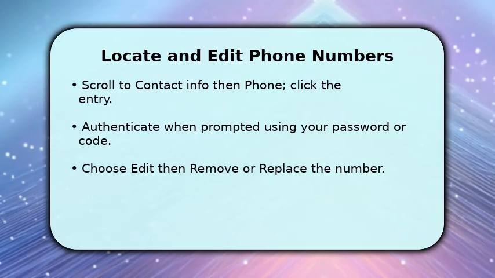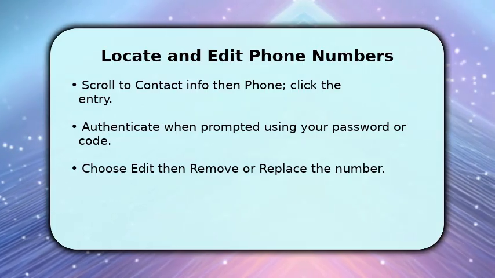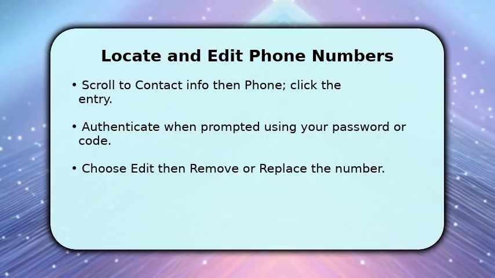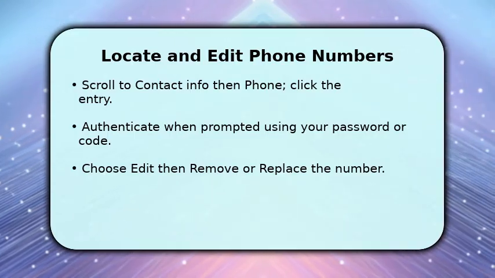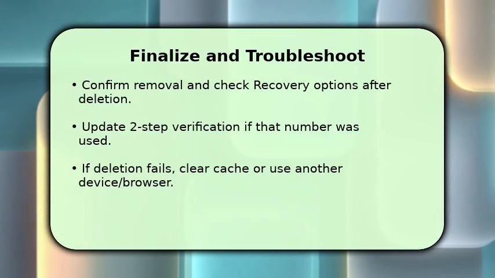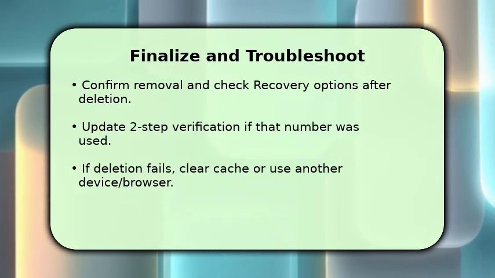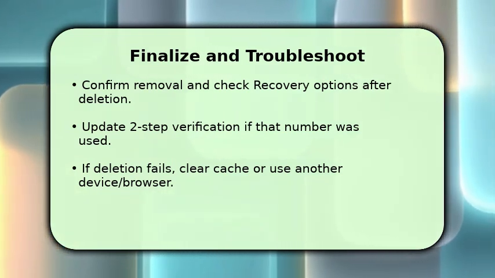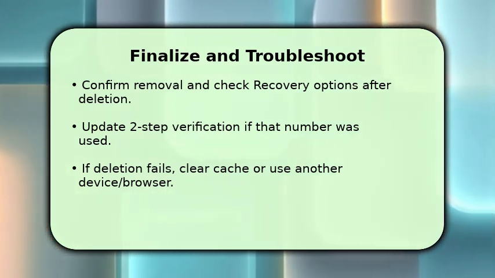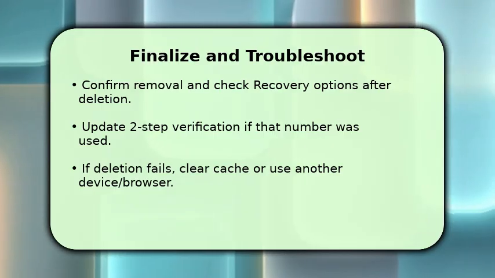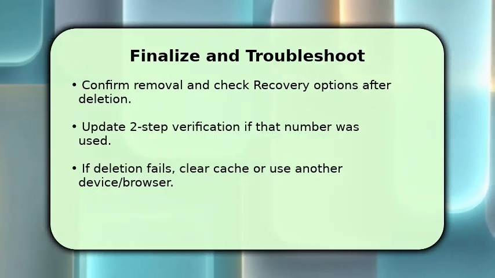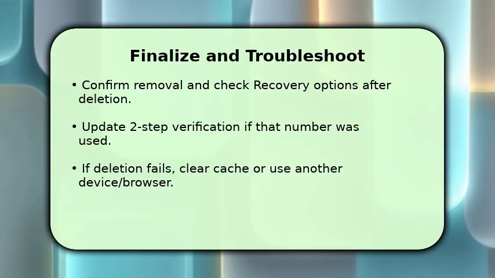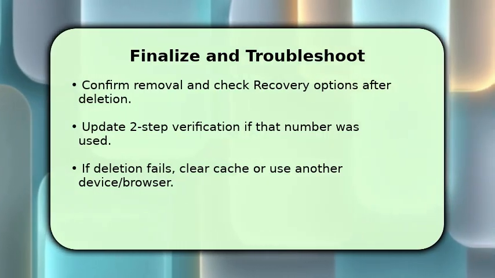Make sure you understand which account feature uses the number, because removing it can affect sign-in recovery and two-step verification setups. Confirm the removal when Google asks, and then return to recovery options to ensure another verified method remains. Once done, make sure two-step verification is updated if that deleted number was used for codes. Add an authenticator app or backup number to avoid lockout.